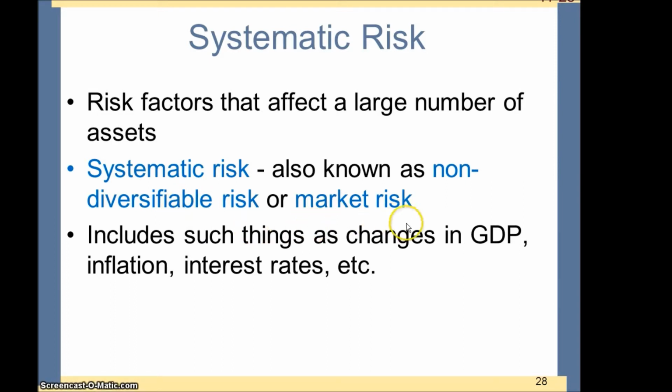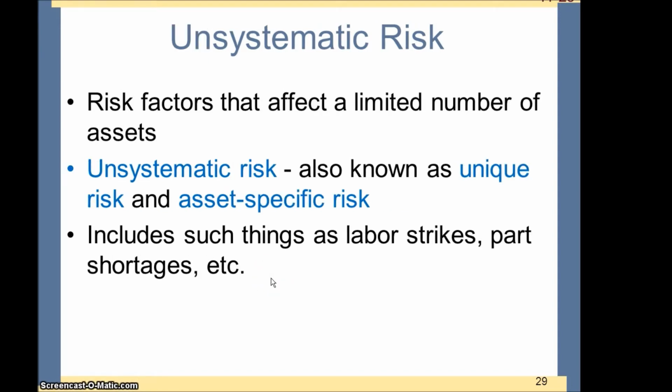Now, for example, changes in GDP. GDP will affect the whole economy, will affect all stocks in the market. So it is undiversifiable risk or systematic risk. Inflation is a market risk, right? Interest rate is also a market risk. So this risk will affect all types of stocks listed on Bursa Malaysia. So undiversifiable. Now, what about unsystematic risk?